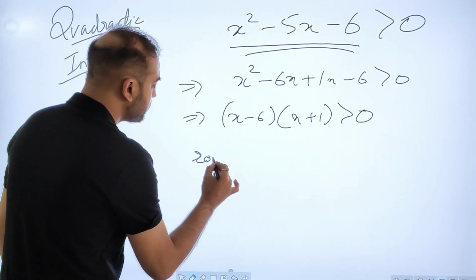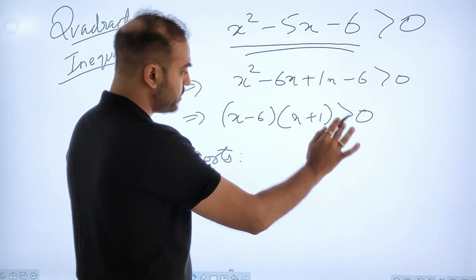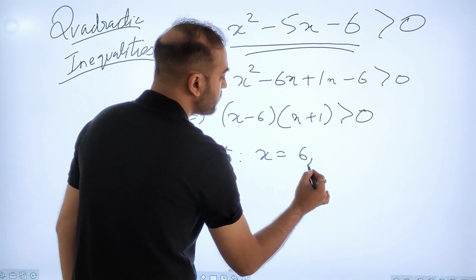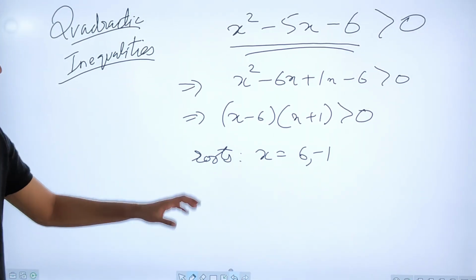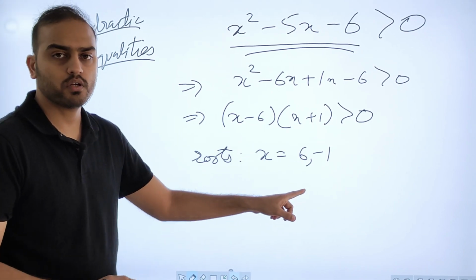Now if I just solve and find the roots, see, it's greater than 0. Had it been equal to 0, I would have said the roots are 6 and minus 1. Had it been equal to 0, I would have equated each of these terms to 0.